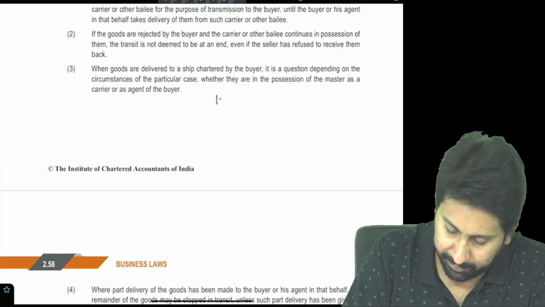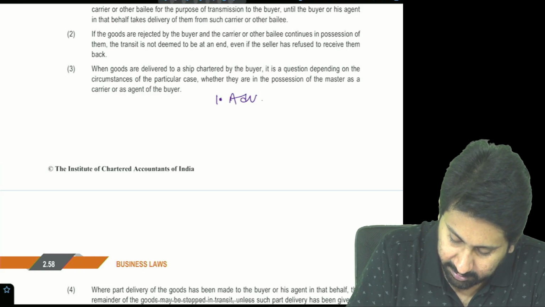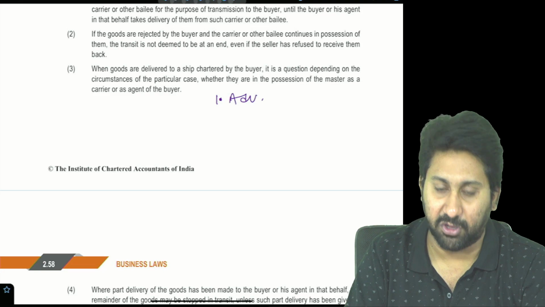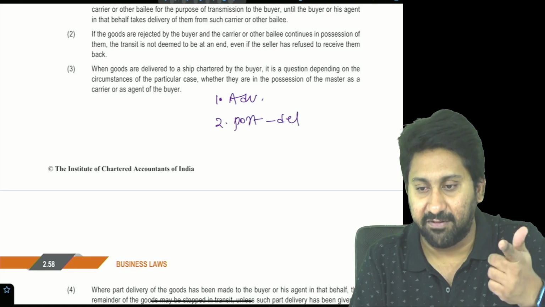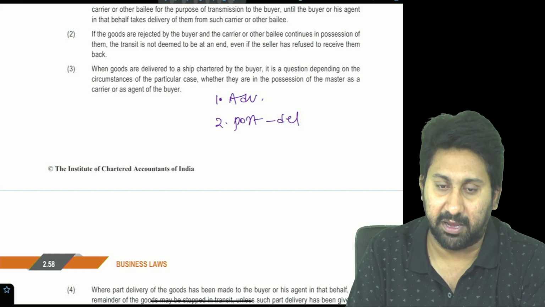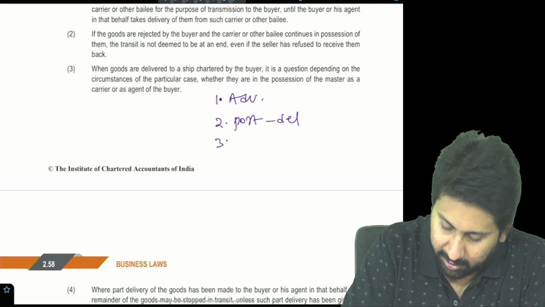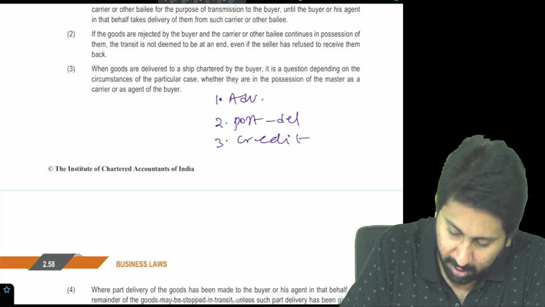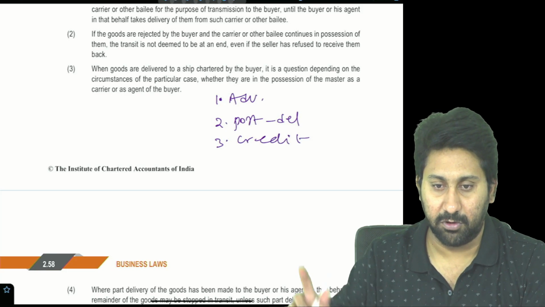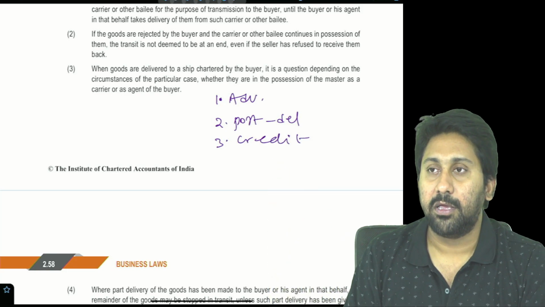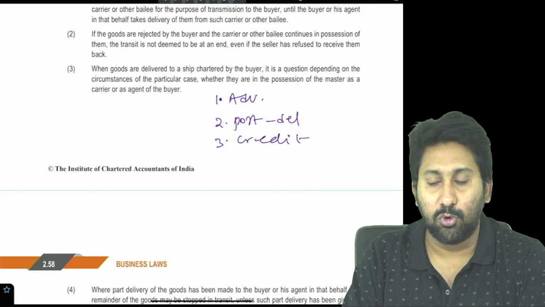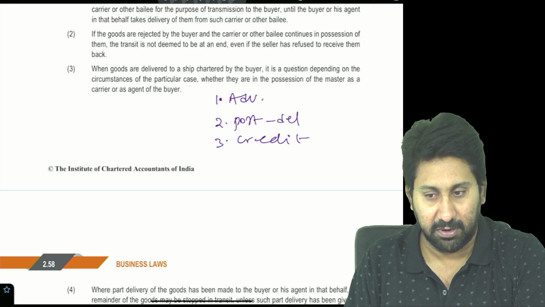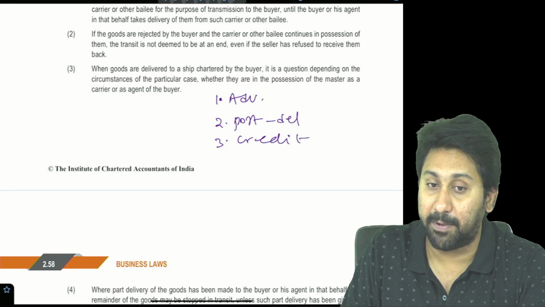Number 1, payment in advance. Means first pay, then only I will send the goods. Second one, post delivery payment. First make a delivery, then after that you have to make a payment. Number 3, credit. First let us discuss the third one, the credit concept. In case of credit, what is the problem here? Goods will be delivered first, but he will not make a payment.